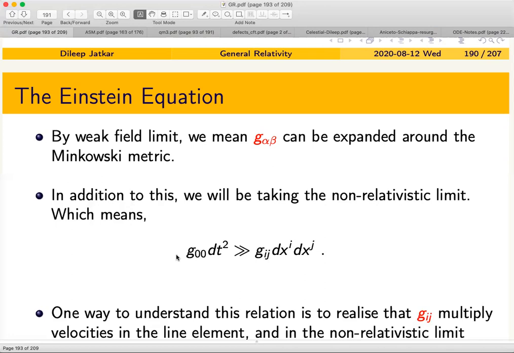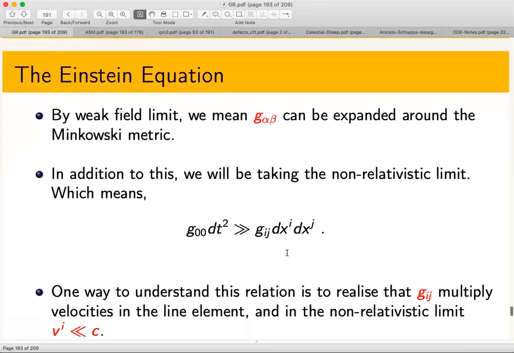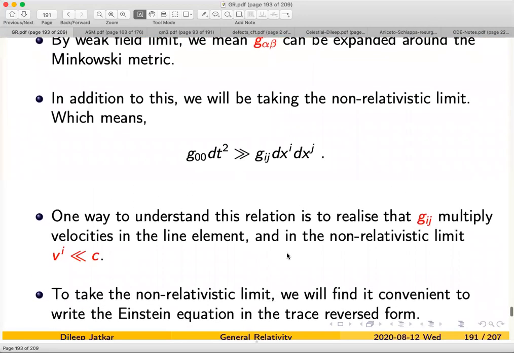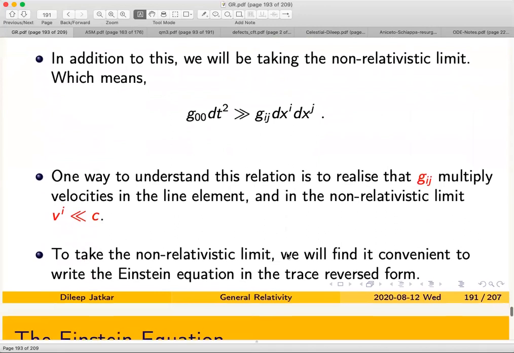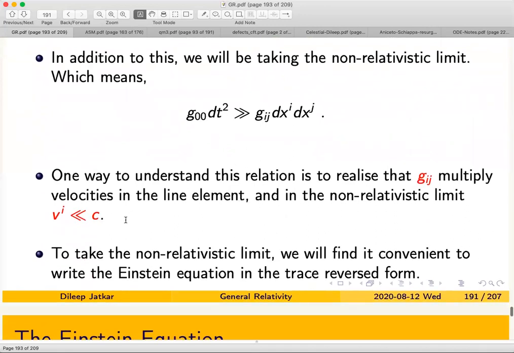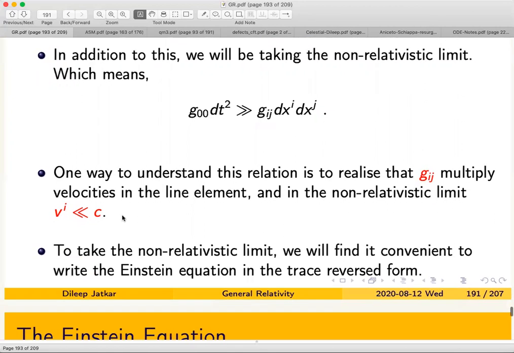Now, in addition to that, we also have to take the non-relativistic limit, because Newton's equations are non-relativistic equations for gravity. And we are familiar with how we take the non-relativistic limit. We say that the time component of the line element is much bigger than the spatial component of the line element. This just corresponds to saying that c dt is larger than dx. Velocities are small. This statement is the same as that statement, really, that you claim that the velocities are small.